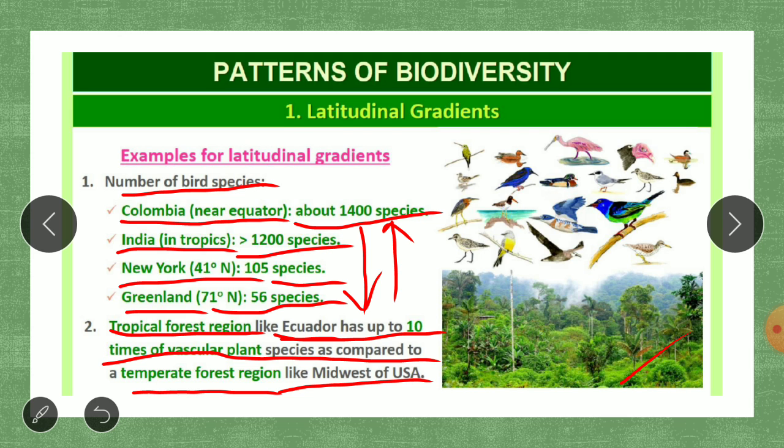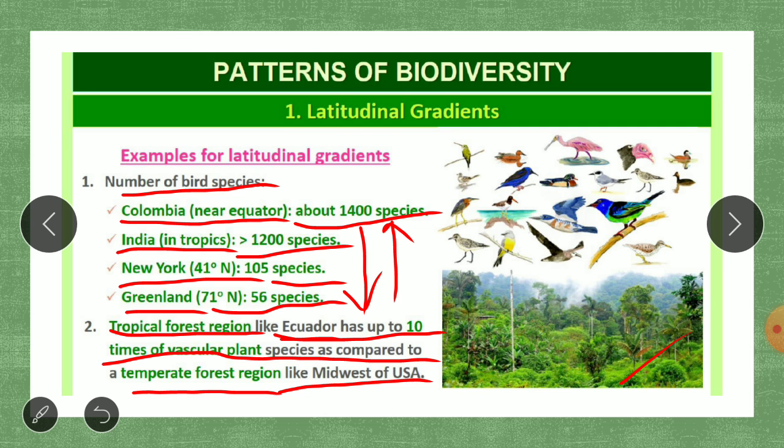You can see over here, this is a picture of an equatorial region of the forest. Herein, this equatorial region has 10 times more number of plants, that is vascular plants, that is your gymnosperms and angiosperms.